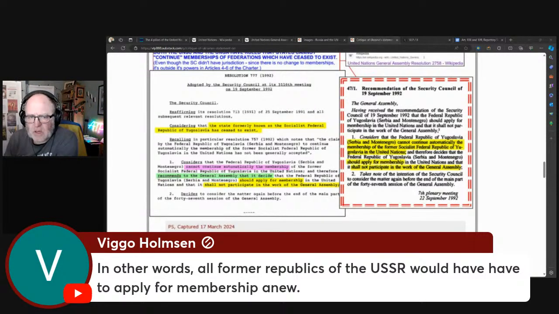So Viggo Holmson says, in other words, all former republics of the USSR would have to apply for membership anew. I presume everyone else has, but Russia hasn't. They did. Every single ex-member of the USSR applied immediately and was granted membership under Article 4. Yeltsin, but the Russian Federation didn't. He's smart and conned his way into.